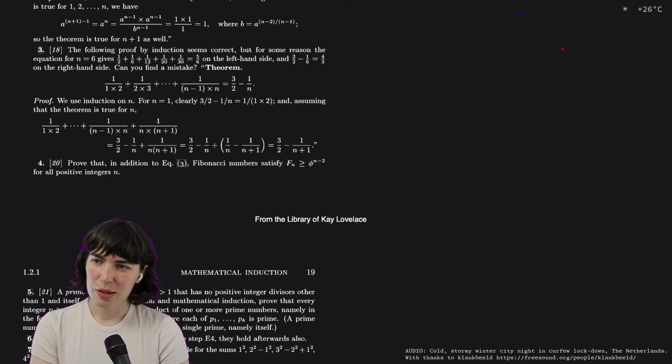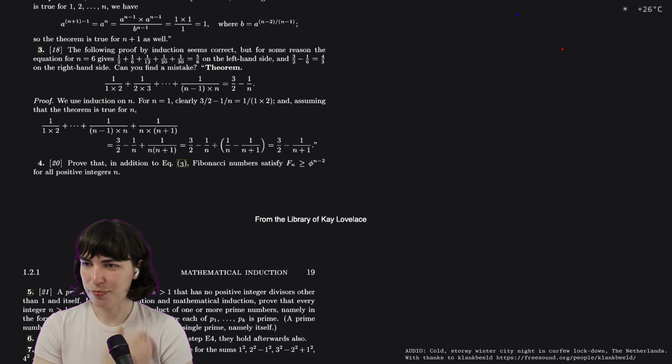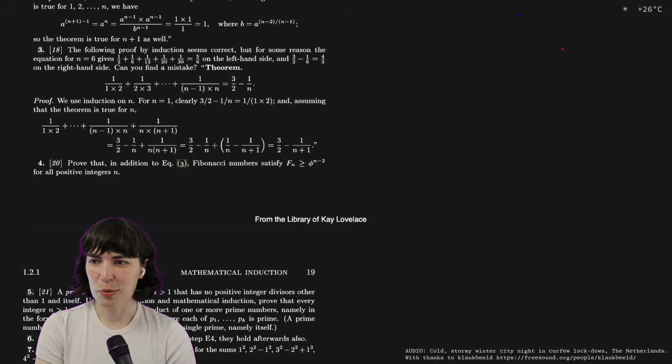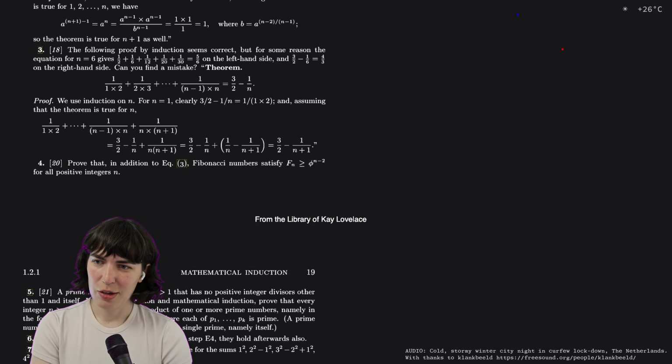Theorem. 1/(1 times 2) plus 1/(2 times 3) plus up to 1/((n minus 1) times n) equals 3/2 minus 1/n. Proof. We use induction on n. For n equals 1, clearly 3/2 minus 1/n is equal to 1/(1 times 2), that's 1/3. No, sorry, 1/2.